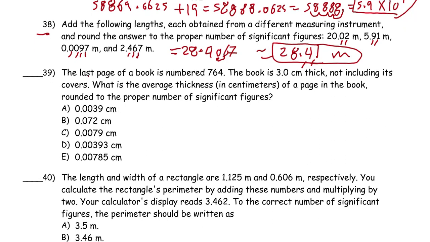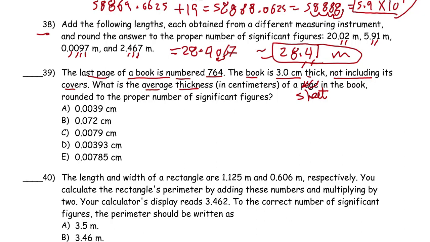39. The last page of a book is numbered 764. The book is 3 centimeter thick, not including its covers. What is the average thickness in centimeter of a sheet? Instead of page, please deal with sheet, because the sheet has 2 pages. You can't get the thickness of the page, because 2 pages make only 1 sheet in the book. Round it to the proper number of significant figures.